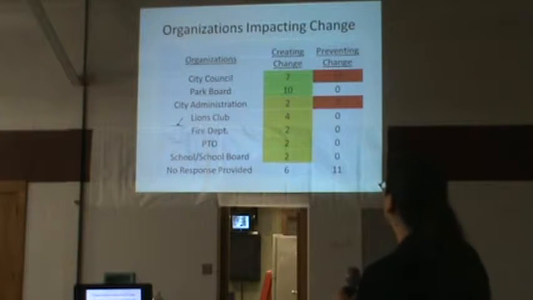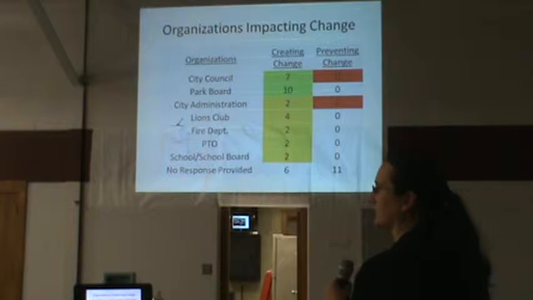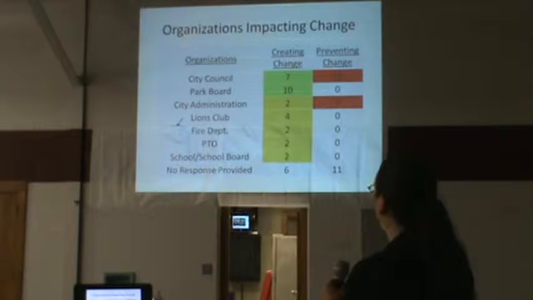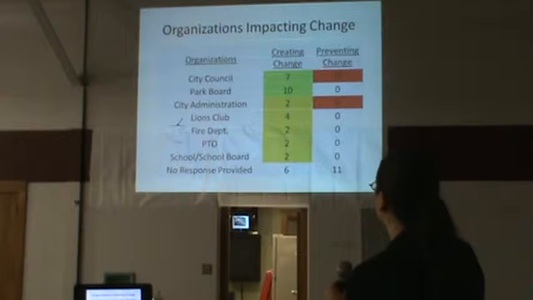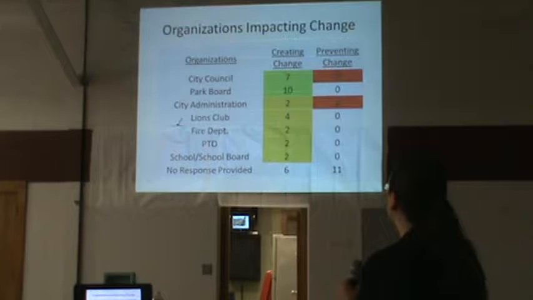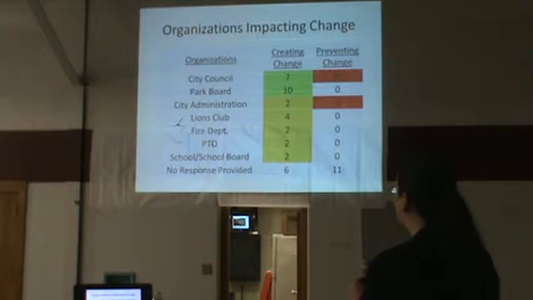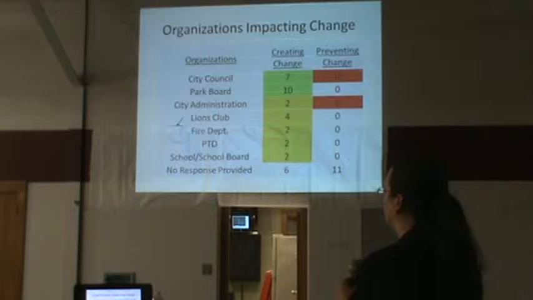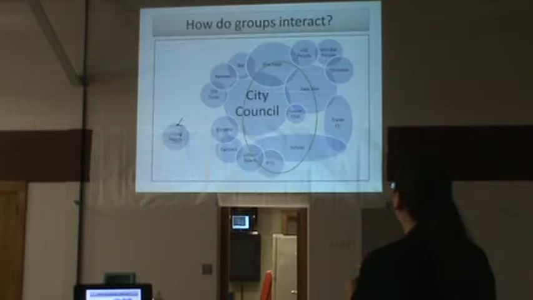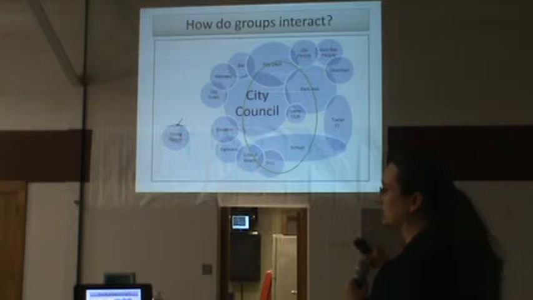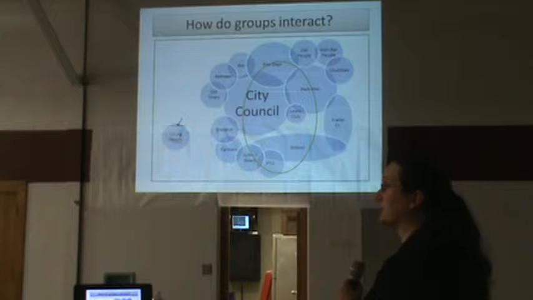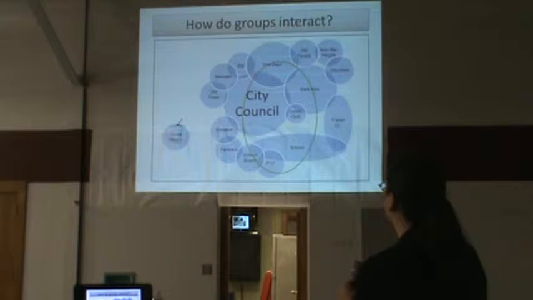So, organizations creating change. Interestingly, the city council was noted as both creating and preventing change. The park boards were very high on creating change. City administration also had a few responses in each category. Lions Club and Fire Department, PTO, School Board all had responses as well, and 6 people did respond to creating change, 11 preventing change. Again, this is that graphic from before, and you see now I've added a green circle. Those are the entities that are noted as creating change. I added the graphic after the fact, so it's interesting that it's really right in the center portion.